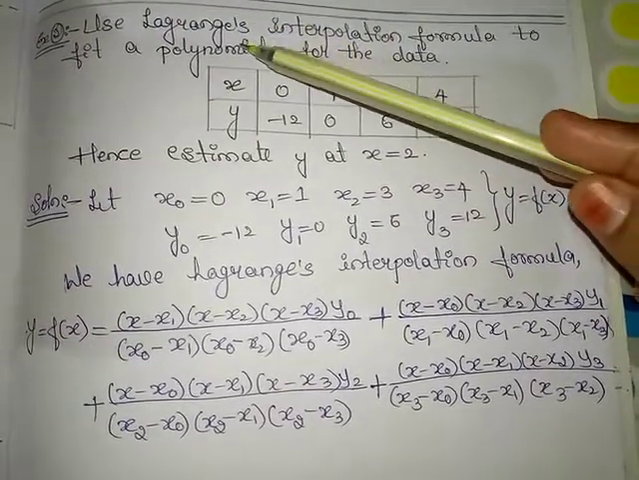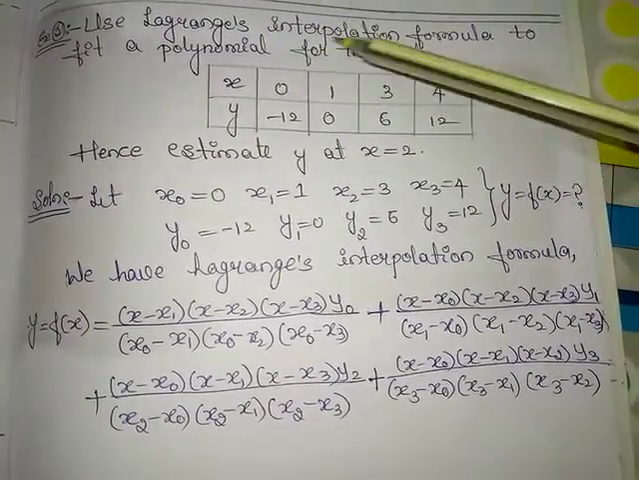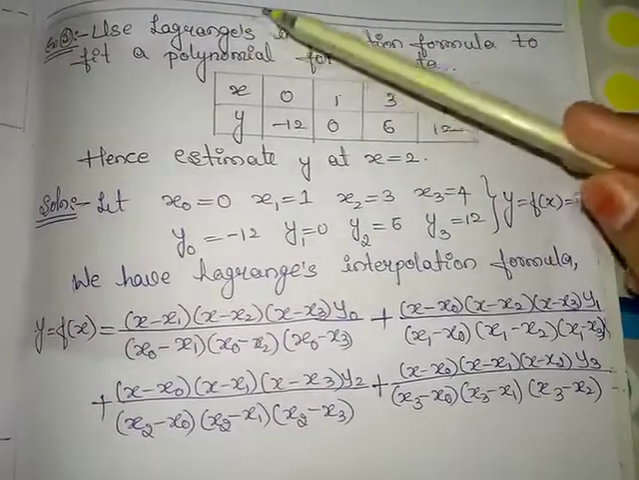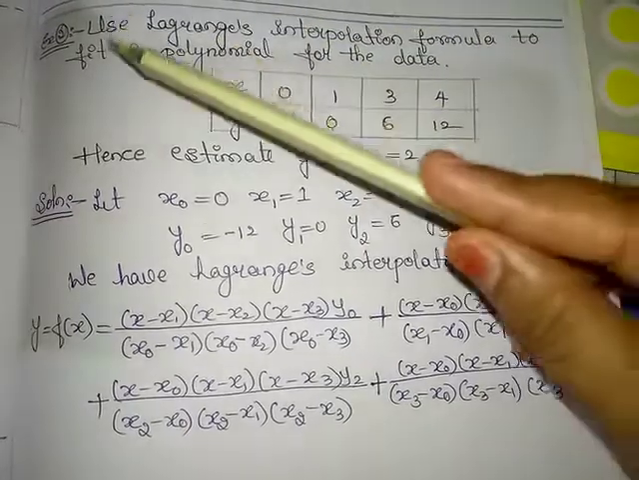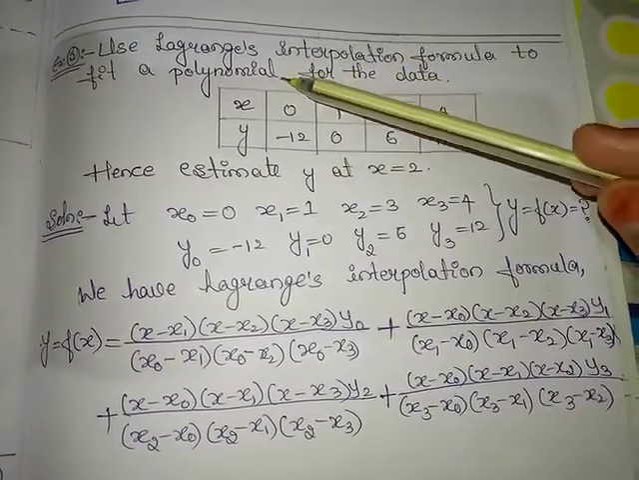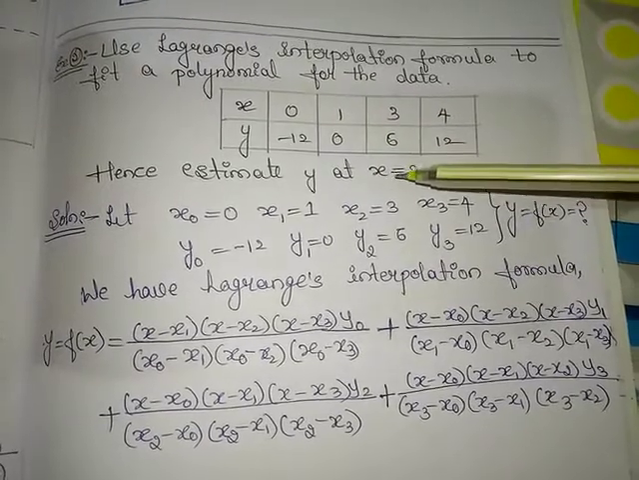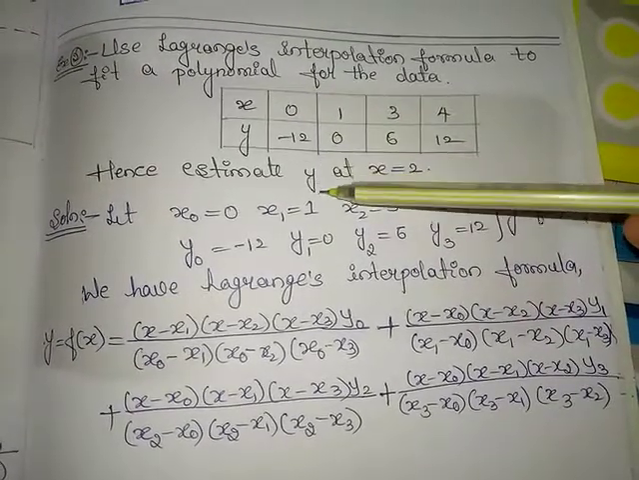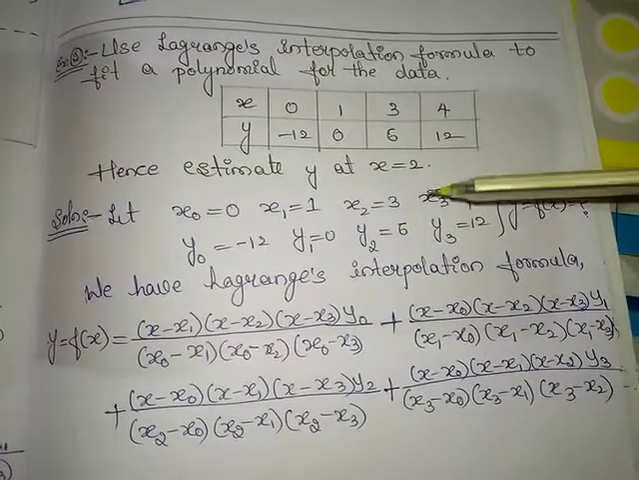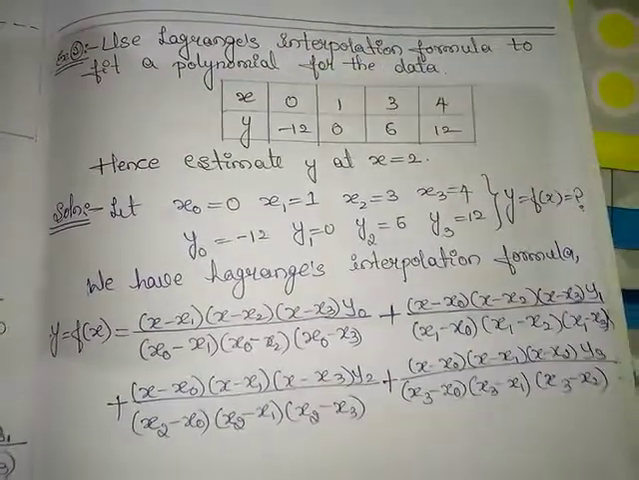See here, first they are asking to use Lagrange's interpolation formula to fit a polynomial. Means first you have to find the interpolating polynomial. After that you have to find f of 2. Here you have to find the value of y at x is equal to 2, means you have to find f of 2. Before that you have to find the polynomial.